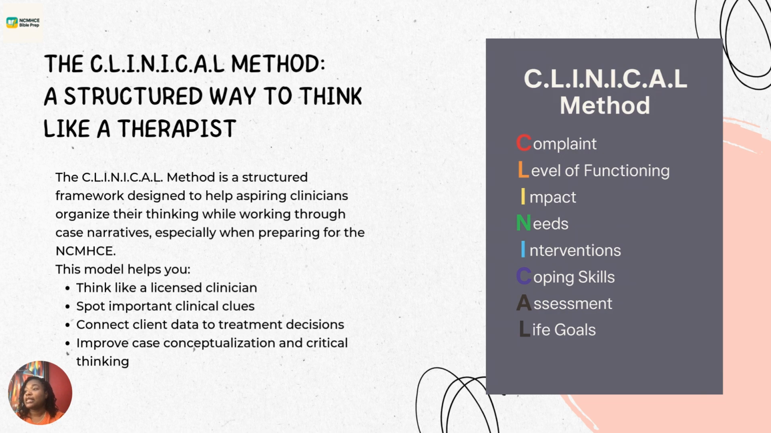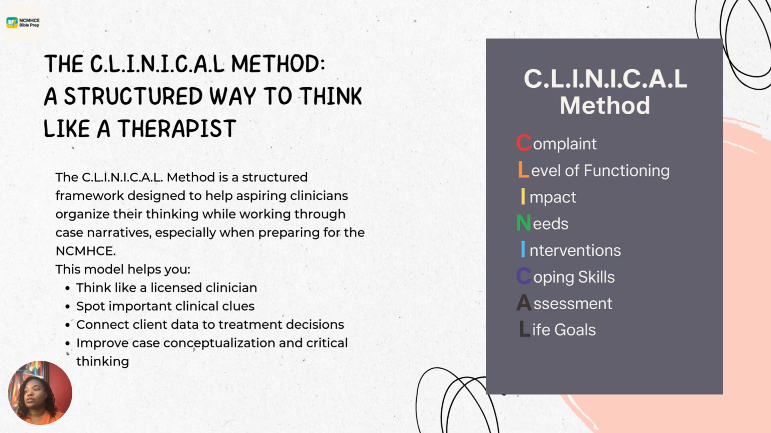N is needs. It identifies what the client needs for safety, stability, and support in the immediate term. I is interventions. These are the strategies that the client has been using or should be introduced to based on their specific needs. Remember, there's no one size fits all approach to every client. Every treatment plan, every intervention needs to be tailored to the client's individual needs.